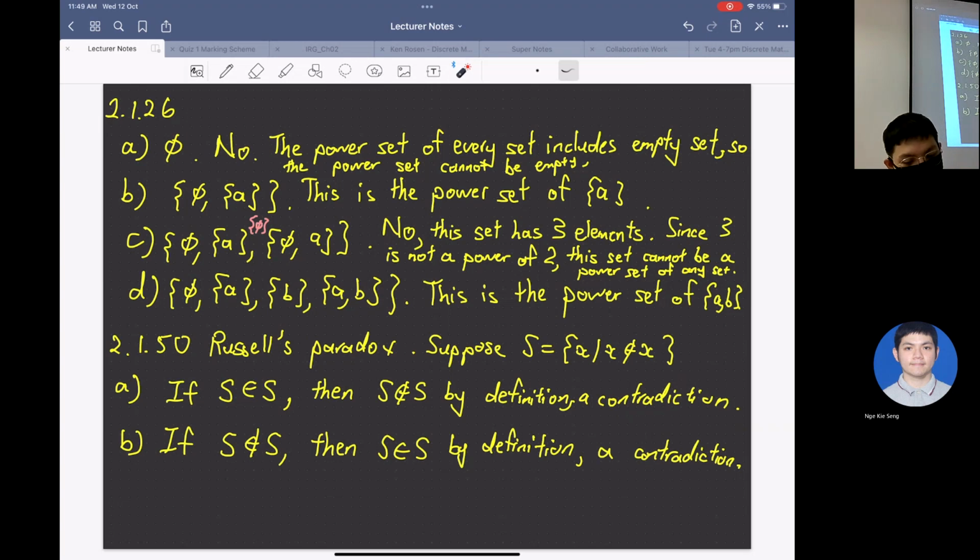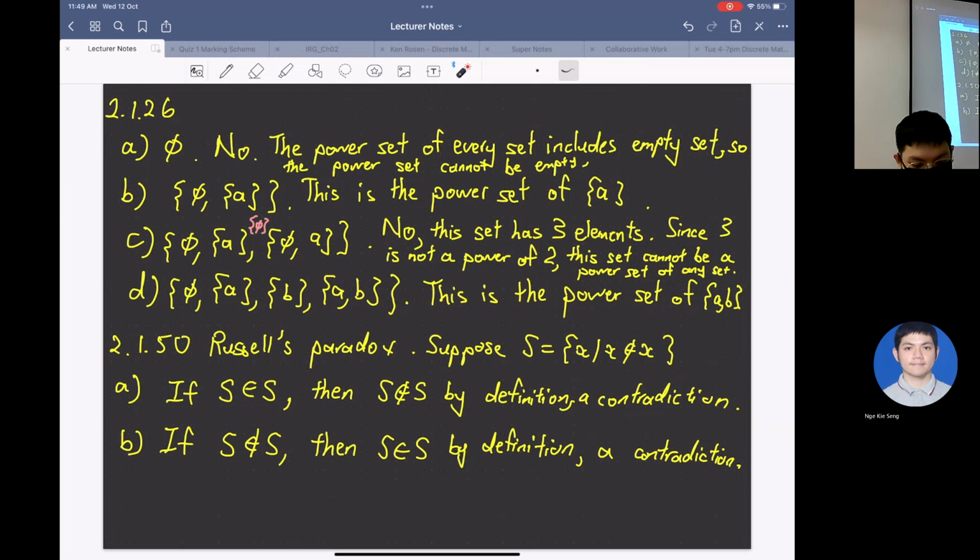Okay. Another way to check is that this set only has 3 elements, which is not a power of 2. Usually the number of elements of a power set is a power of 2. And then D, you can figure out this is the power set of some set.